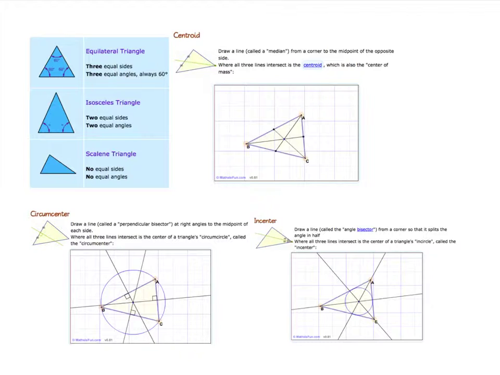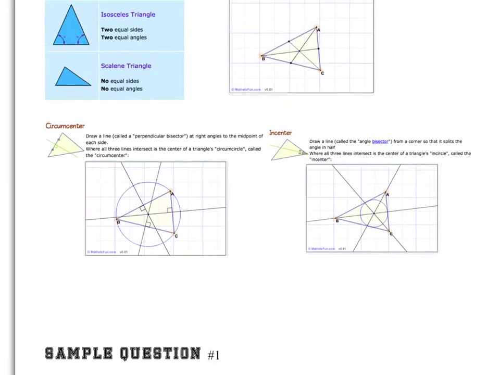The other thing that we need to remember about this section is our special centers of triangles, and we did something with this in GeoGebra through the course. The centroid is made up of the intersection point of the medians. That makes the centroid. The circumcenter is the perpendicular bisectors. So again, you see that those lines are perpendicular to the side, and the side is bisected by that line. The incenter is made up of angle bisectors, and all three of these meet at the same point.